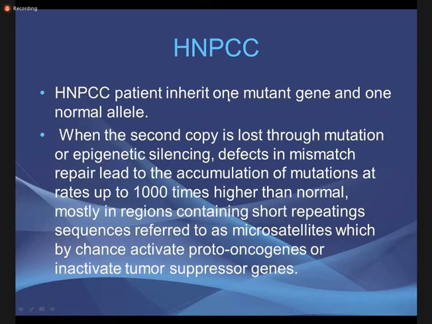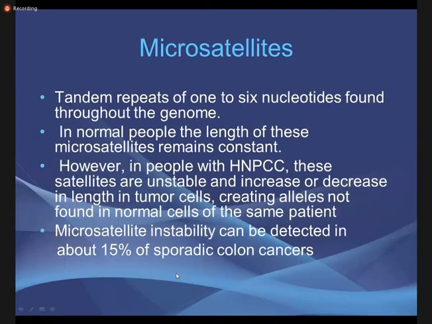So what are the microsatellites? These are repeats of 1 to 6 nucleotides found throughout the genome. In normal people, the length of these microsatellites remains constant, but in people with HNPCC, these microsatellites are unstable, either increasing or decreasing in length in tumor cells, creating alleles not found in normal patients. So these can be detected in about 15% of sporadic colon cancers.